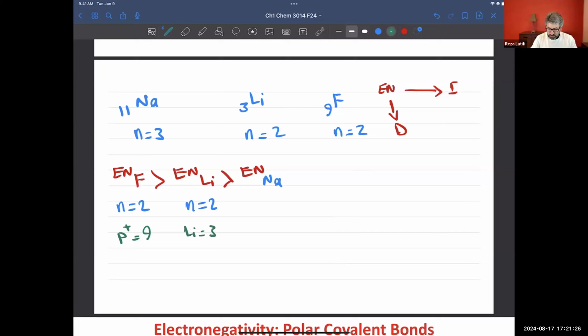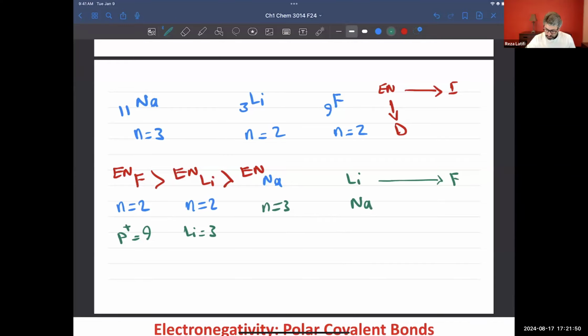How about sodium? Sodium belongs to the third layer. As you go down in one group, electronegativity decreases. So because n is 3, sodium is going to be the lowest one. And remember, we have lithium, sodium, and then here we will have fluorine.